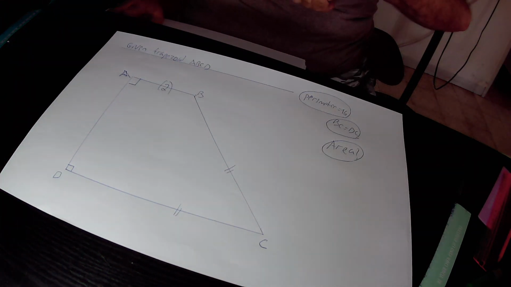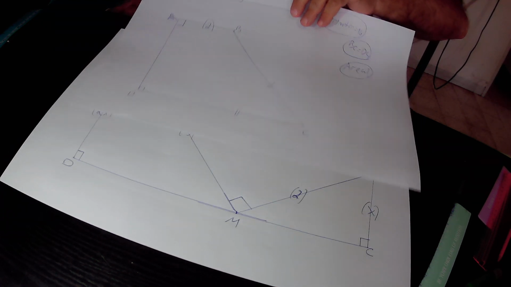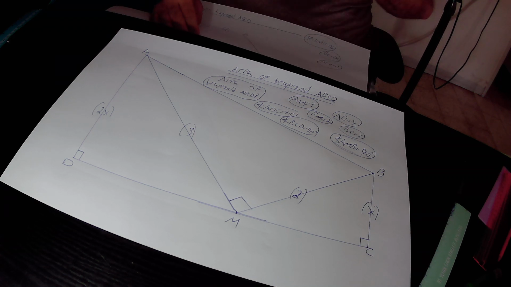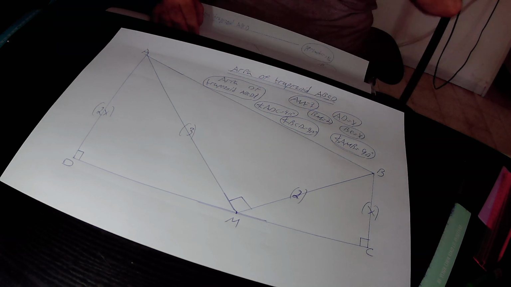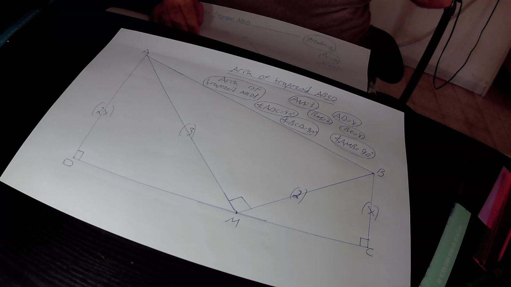And now in this lecture we'll answer two questions. In both questions we'll find out the area of a trapezoid. In the first question we find out the area of this trapezoid, and in the second question we find out the area of another trapezoid ABCD.